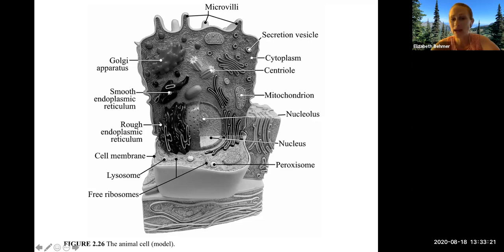The rough endoplasmic reticulum is flattened, kind of tubular sacs, and it's studded with ribosomes. That's why it's called rough. And smooth endoplasmic reticulum does not have ribosomes, so we call it smooth. You could also see ribosomes free floating, and ribosomes just help with protein synthesis. Smooth endoplasmic reticulum helps with detoxifying drugs and alcohol, so you'll find a lot of smooth ER in your liver.